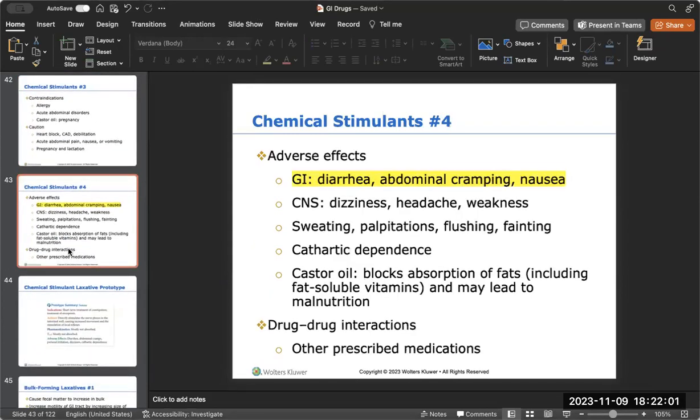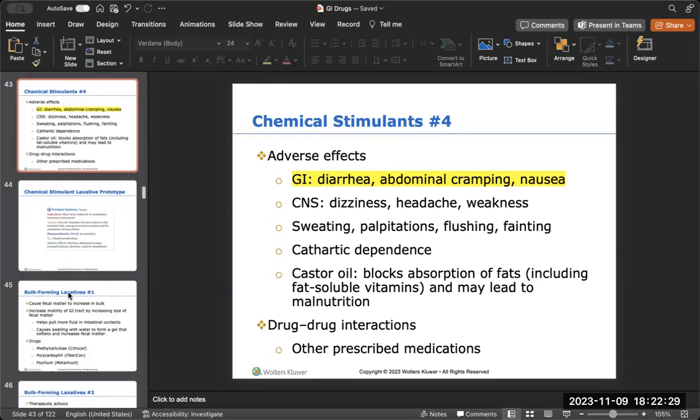Adverse effects, I've already mentioned several times. All of these GI drugs pretty much cause GI upset and CNS problems. Now, castor oil specifically blocks absorption of fats, so that can lead to malnutrition. That is the problem with castor oil. But otherwise, for the chemical stimulants like senna, bisacodyl, and castor oil, we want to watch out for GI upset and CNS problems.